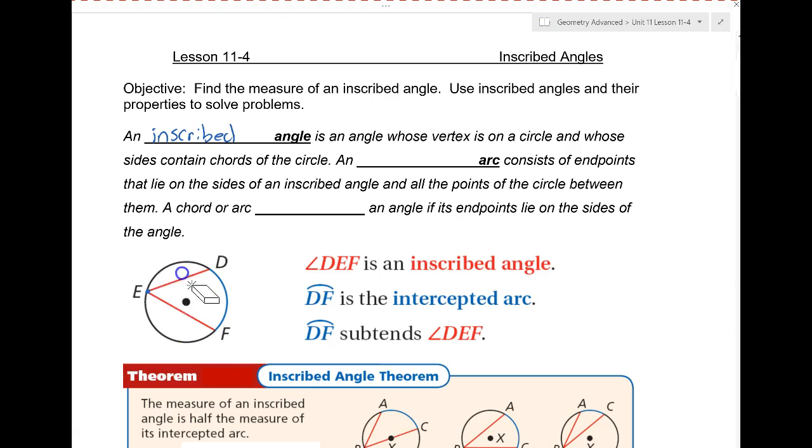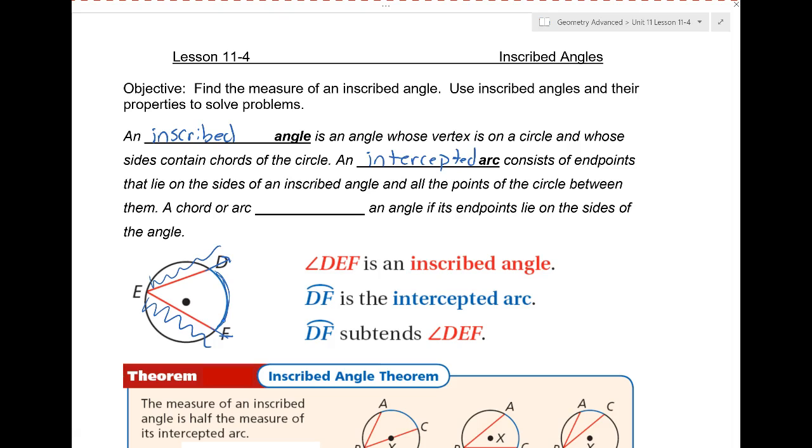Also, we have the term, and I used this last week with you, but not a lot, the term intercepted arc. An intercepted arc consists of all the points that lie on the sides of an inscribed angle and all the points of the circle between them. So let me explain it like this. An intercepted arc is basically if you were to extend your angle and cover it up so that you couldn't see anything else, what would be left? This part of the arc. So that's called the intercepted arc. It's where the sides of the chords intersected. So that's why it's called intercepted.